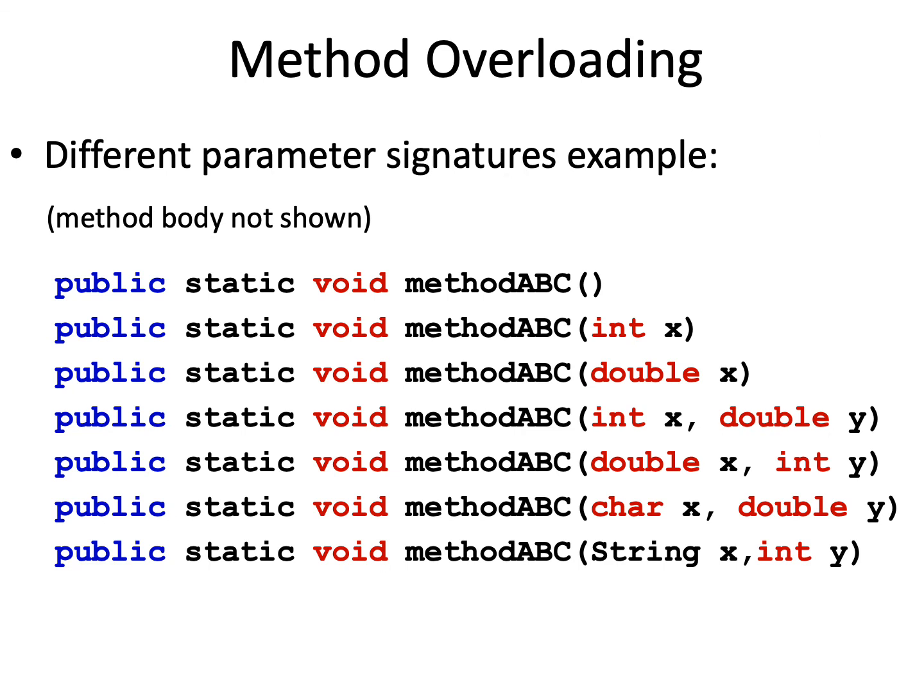For example, here we have several methods that have the same name called methodABC. These are method overloading. They have different parameter signatures, so we can have all of these methods within the same class. These methods can be referred to based on the parameter signature.